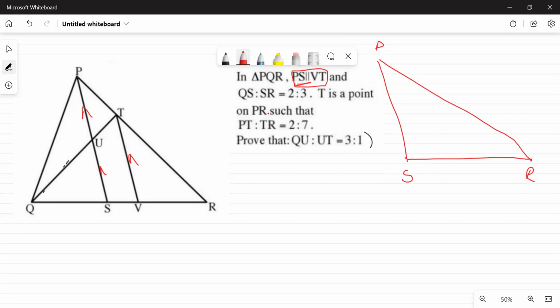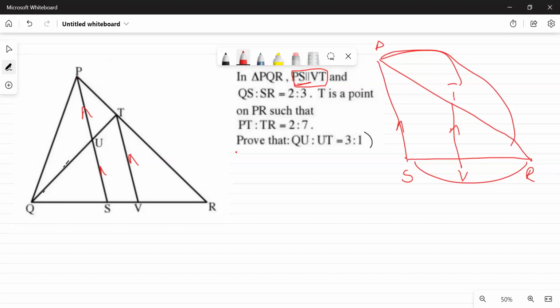And then in PSR, we have PS, which is parallel to TV. Why is this important? This is important because it's going to give us proportionality. If you have parallel lines, then you can use the proportionality theorem. This side is going to be in proportion with this side. So we're going to have a proportionality theorem there.